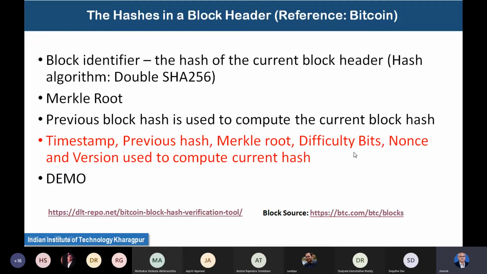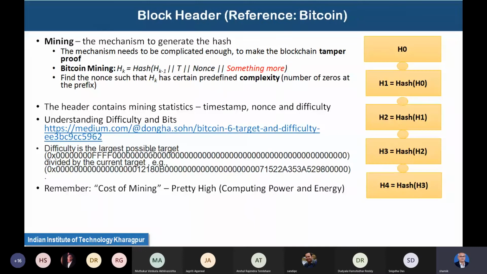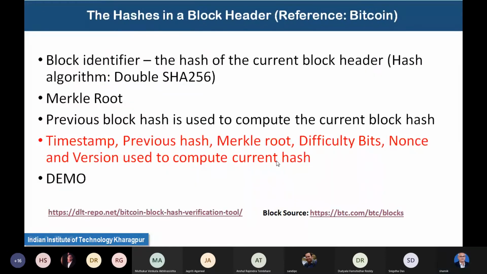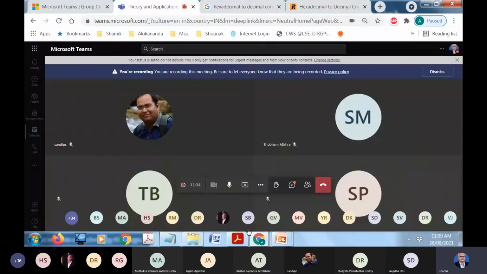Okay. Now, what is the difficulty bits? I will go back to the previous slide after we have seen how it actually works. So what we'll do is that now I'll show you how one can check that the hash that is there in the current block is indeed correct or not. We are not in a position to generate that hash, but we'll check or verify whether that hash is correct. So let us go to a site.